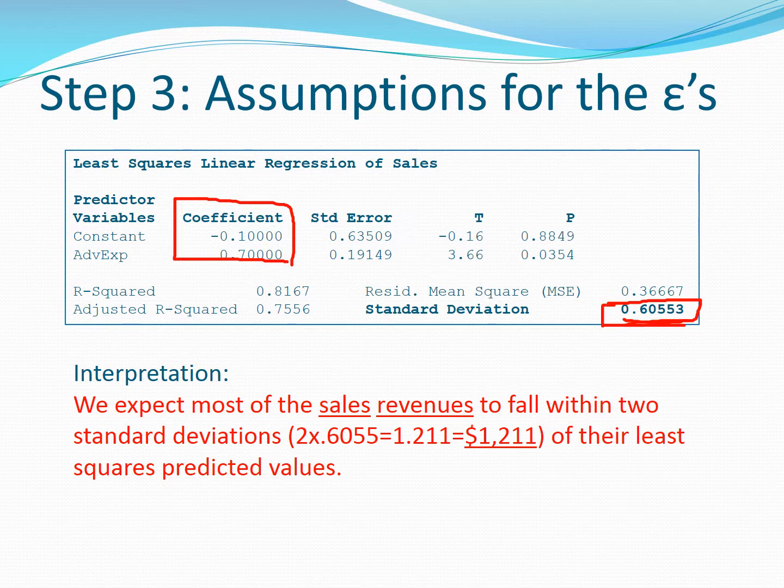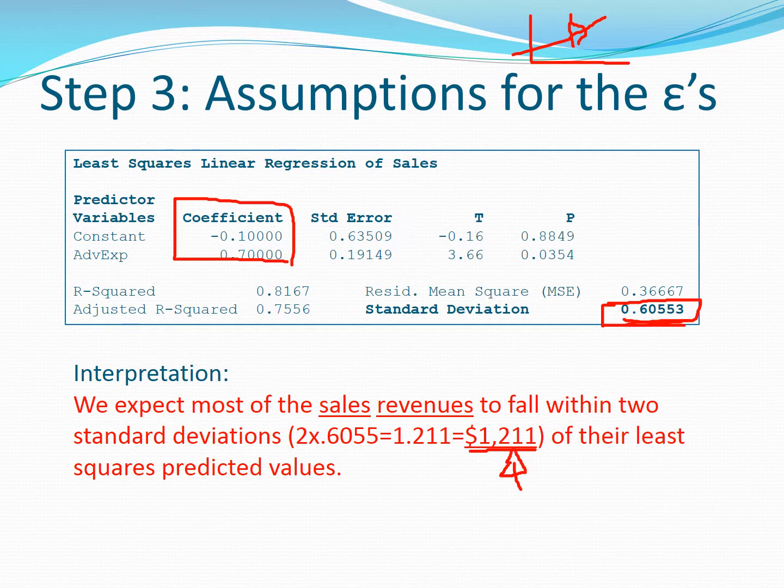Okay, but look back at the picture. What is that standard deviation trying to talk about? How far observations fall from the line. And so the interpretation that we're going to give to the standard deviation always looks like this. We expect most of the sampled y values to fall within 2 standard deviations, and 2 standard deviations in this case is in thousands of dollars, of the line. Well, the line is the least squares predicted equation. So we expect most of the sales revenues in this case to fall within 2 standard deviations of their least squares predicted values.